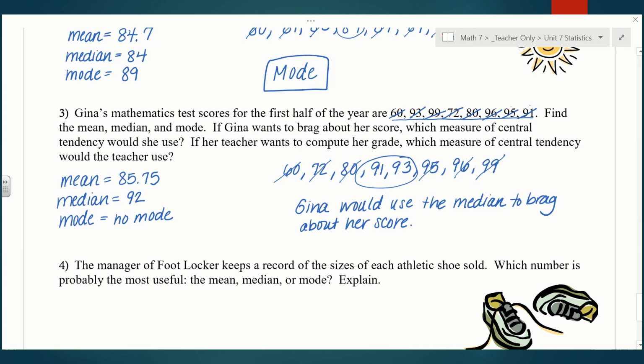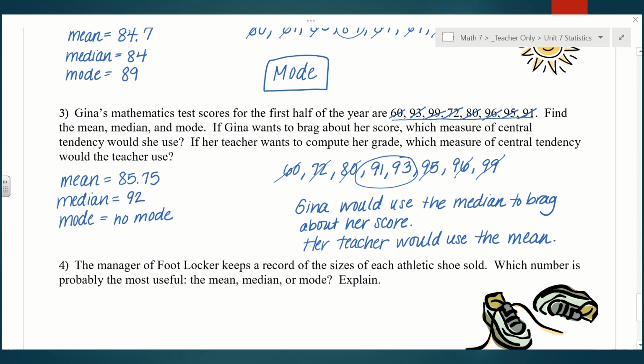So I absolutely do use the mean, and I think a lot of teachers do. It's kind of just how Infinite Campus is set up for us too. So her teacher would use the mean.